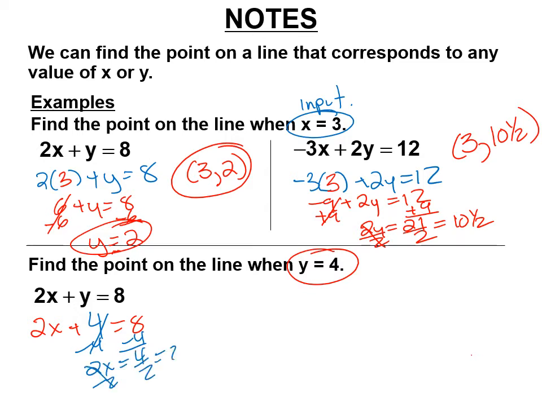So x equals 2. So what point? This is the point (2, 4). Please be careful. If I give you y, then you have to find x. So the answer is (2, 4). So (2, 4) is one of the infinite amount of points on that line.